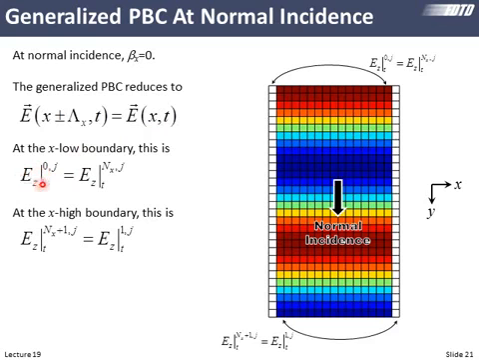Suppose we need the electric field at point 0. Remember in MATLAB it starts at 1. We don't have that. So we're trying to get a value from right here. Those don't exist, but what we can do is reach to the other side of the grid and use a value from this column. Likewise, if we're at the x high boundary, we need a value from outside on the right, so we're over here somewhere. Well, those don't exist. We're not storing them. They're not even in our model, but we can reach to the other side of the grid and use one of these values in its place. So that's the periodic boundary condition at normal incidence. No problem.